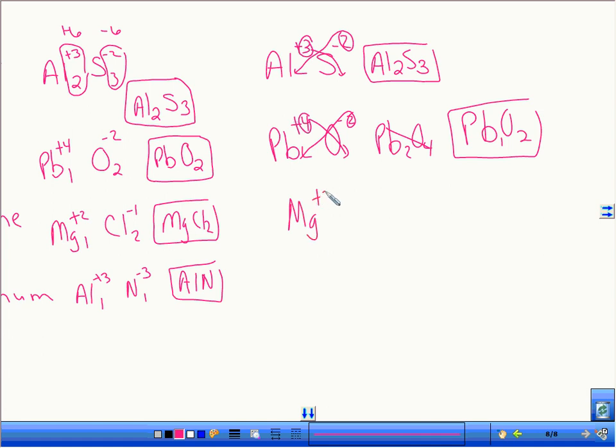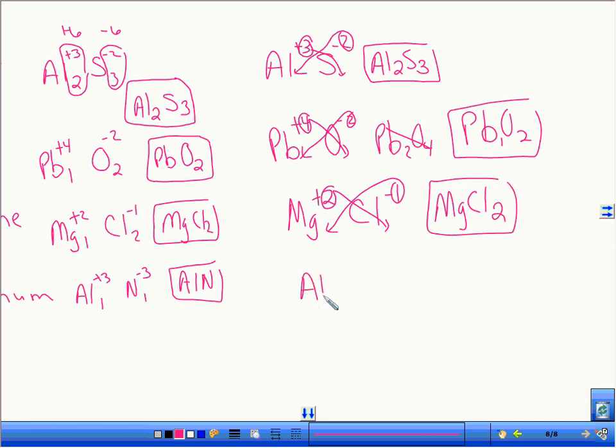Mg is a plus 2. Chlorine is a minus 1. This 2 will go here. That 1 will go there. And it becomes MgCl2. Again, we don't have to write those ones.